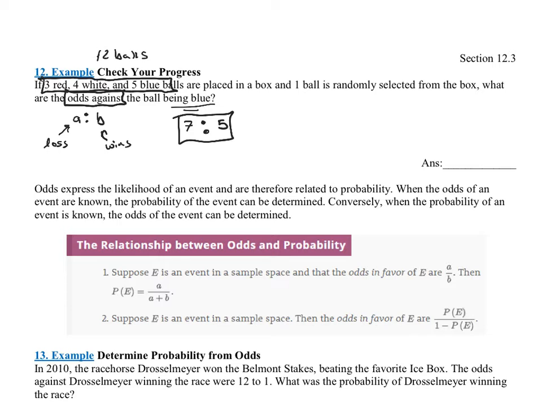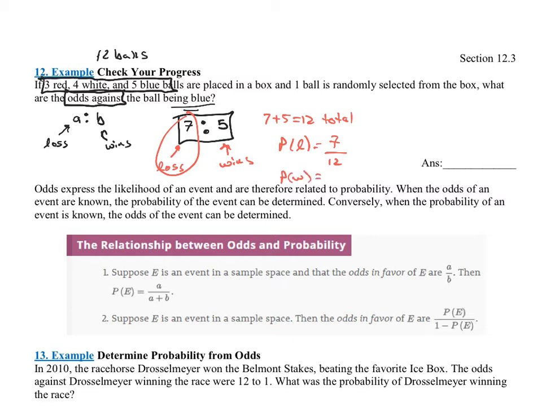Again, I want to wrap this all around to you to probability. Probability and odds are very, very connected. So this would be 7 losses, and this would be 5 wins. If I had 7 losses and 5 wins, I would have 7 plus 5, which is 12 total. So if I then said, what is the probability of losing? The probability of losing would be how many times you lost, which was 7, over the total number of times, which was 12. If I said, what's the probability of winning?